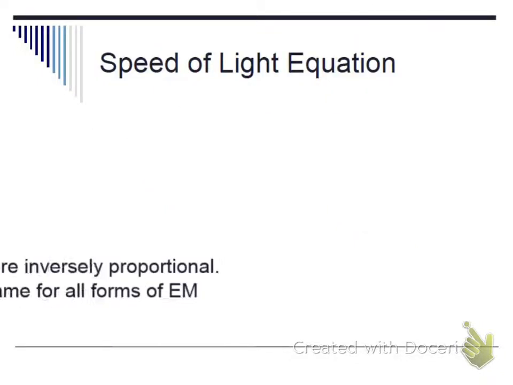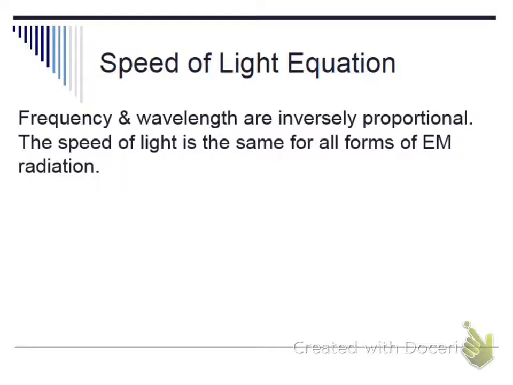Okay, so that brings us to the speed of light equation. Before I show you the speed of light equation, I want to make sure that you understand this: frequency and wavelength are inversely proportional. That is important, inversely proportional. That means if one goes up, the other one goes down. One goes up, the other one goes down. And that is because of this.